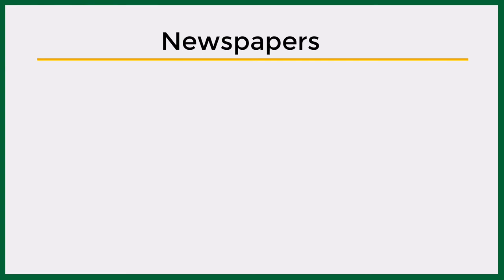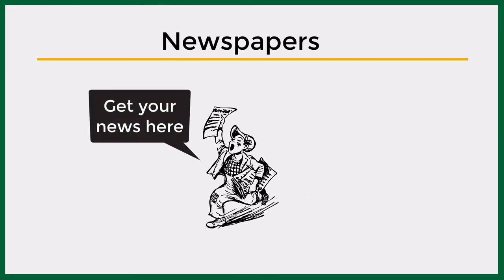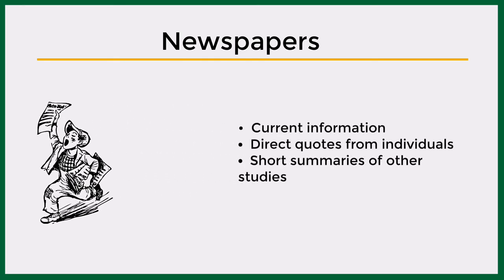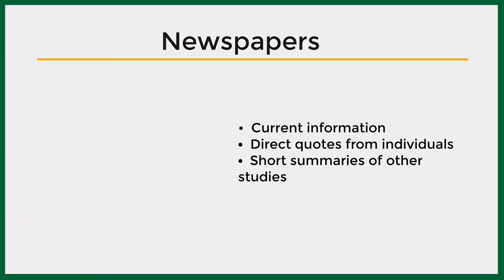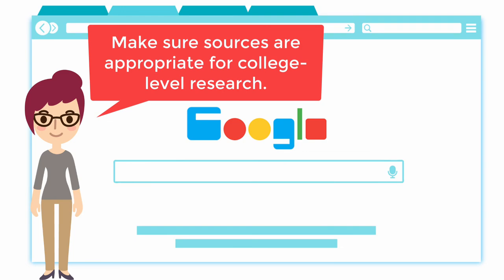At Mason, we have databases that also allow searching newspapers like the New York Times, The Economist, and the Wall Street Journal. Newspapers can help us locate current information, direct quotes from individuals, and short summaries of other studies. It's possible that we might also want to use the open web to find information that is more informal. For any source we find, we need to make sure that it is credible and appropriate for our research.